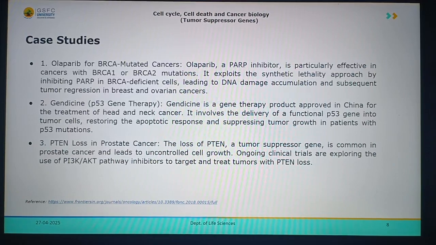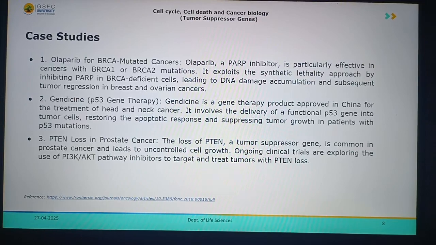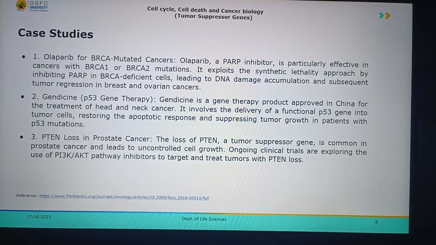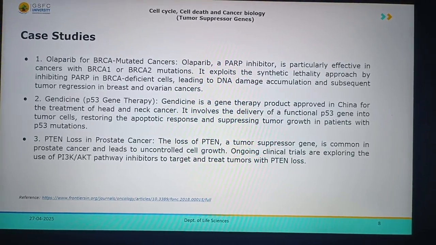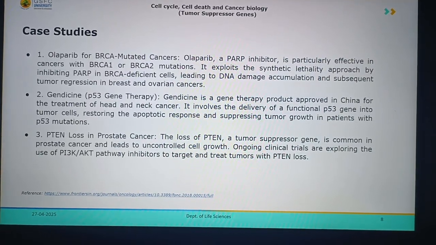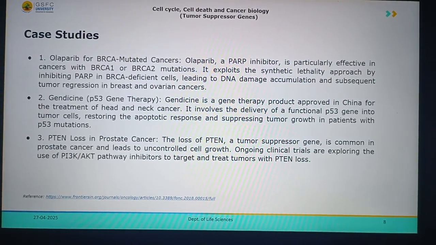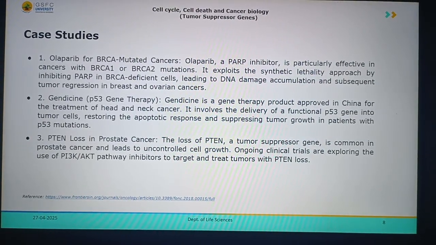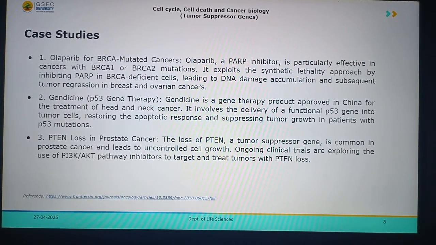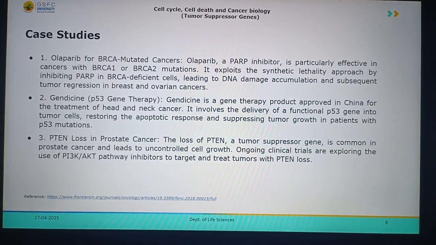Second, p53 gene therapy. Gendicine is a gene therapy product approved in China for the treatment of head and neck cancer. It involves the delivery of a functional p53 gene into tumor cells, restoring the apoptotic response and suppressing tumor growth in patients with p53 mutation.